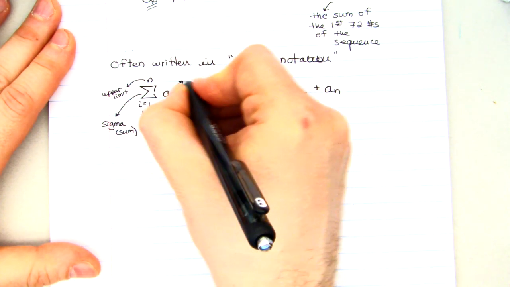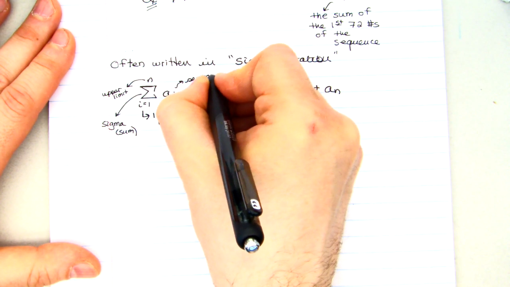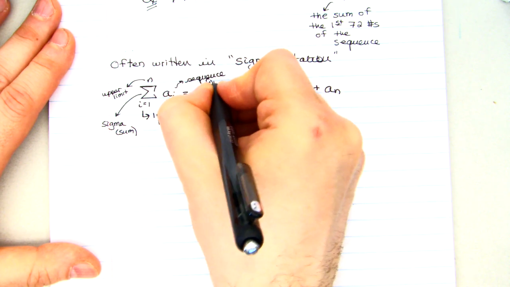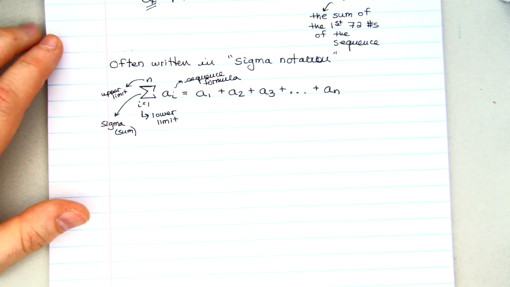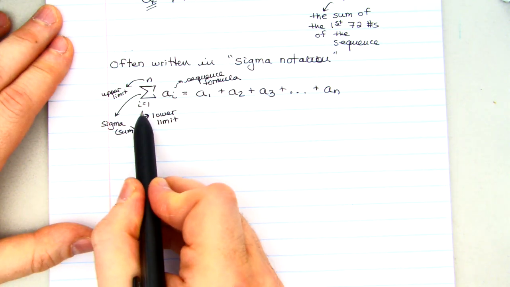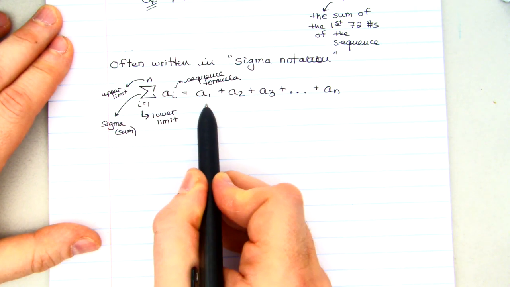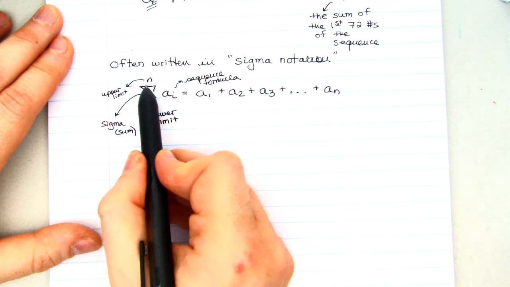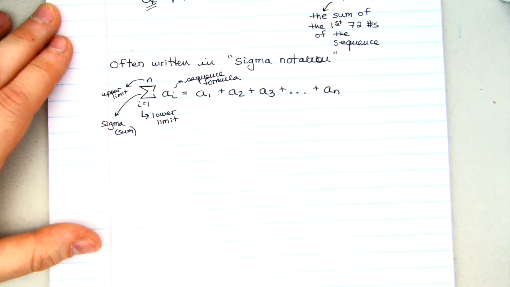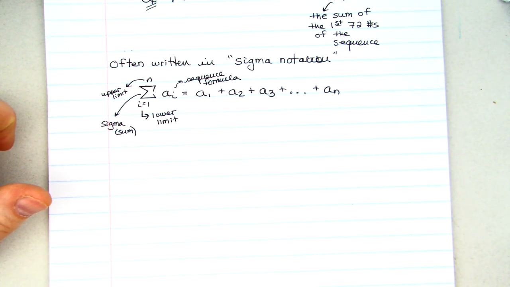A sub i is our sequence formula, the formula that gives us our pattern of numbers. My lower limit is the first number I'm going to plug in, so I want to find A sub 1. And then I'm going to keep plugging in numbers until I reach that upper limit, until I reach A sub n.